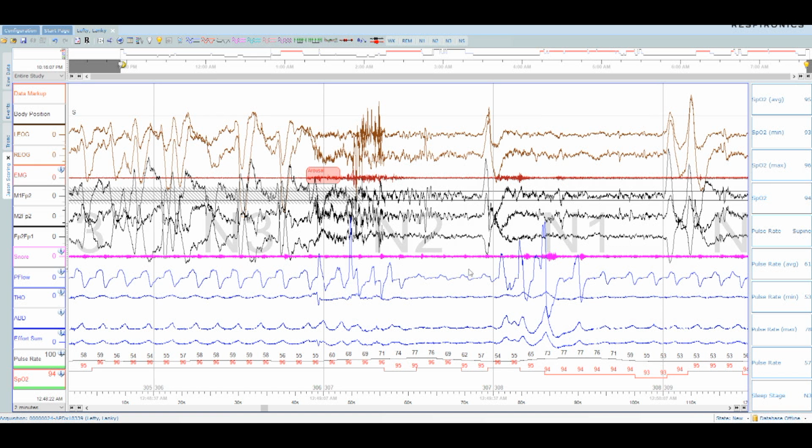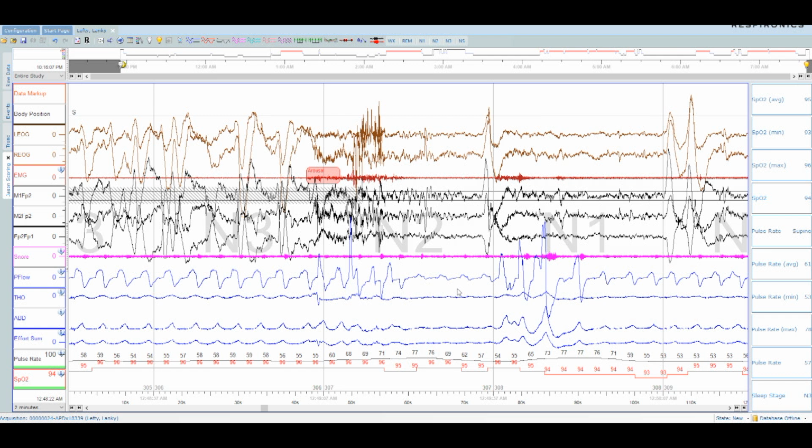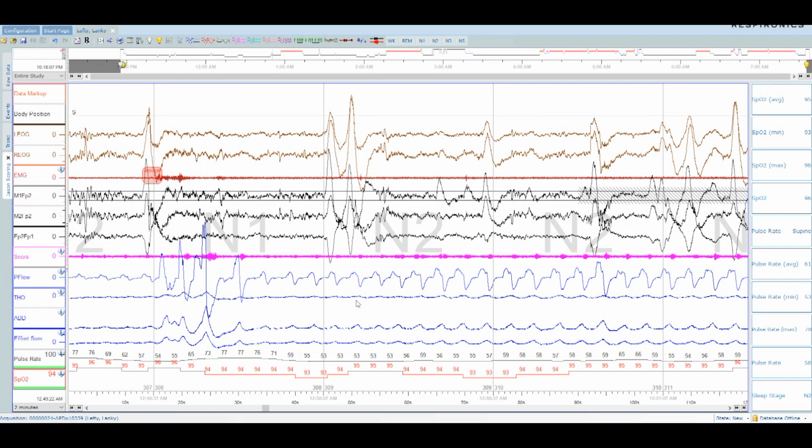Now, the machines that you guys use at home would tag this as a hypopnea or something. We're far too wise for that. We're going to go ahead and acknowledge the arousal, but do nothing about this. Post-arousal, I'm unimpressed.